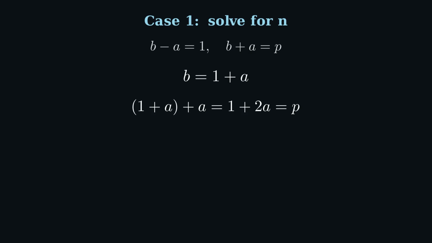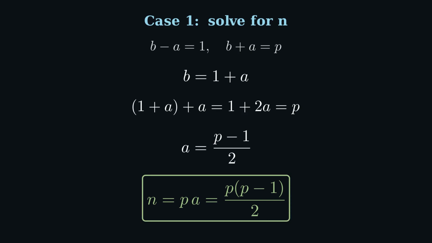And now if we simply solve for a, this will give us a equals p minus 1 over 2. And now we substitute this back in for n. So a is this, so if we multiply by p, we'll get n. So we have n equals p times p minus 1 over 2.